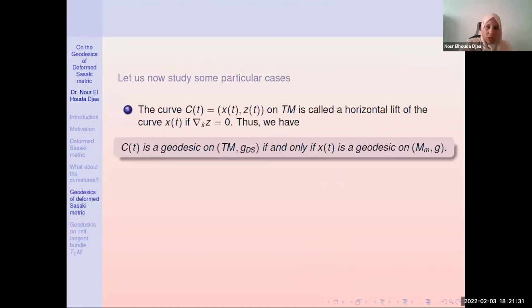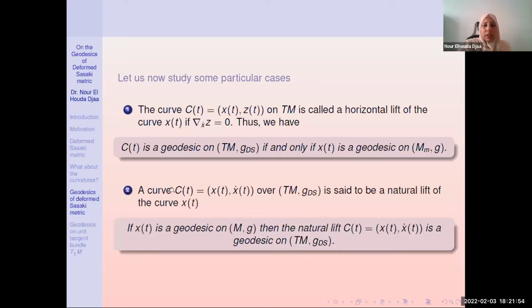Okay. Now we can study some particular cases. For example, if we take C(t) horizontal lift, which means that nabla x point z equals 0, then C(t) is a geodesic on (TM, g_DS) if and only if x(t) is a geodesic on (M,g). Second case, if we take C(t) equal (x(t), x point(t)), which is called the natural lift of the curve x(t), then x(t) is a geodesic on (M,g) and we have C(t) is a geodesic on (TM, g_DS).